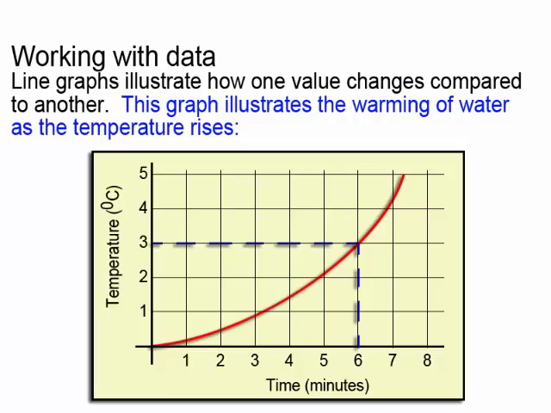This is an illustration of a line graph, and a line graph is very good for comparing changes in one value against another. This graph is illustrating the fact that after 6 minutes, the temperature of the water has been raised to 3 degrees centigrade.